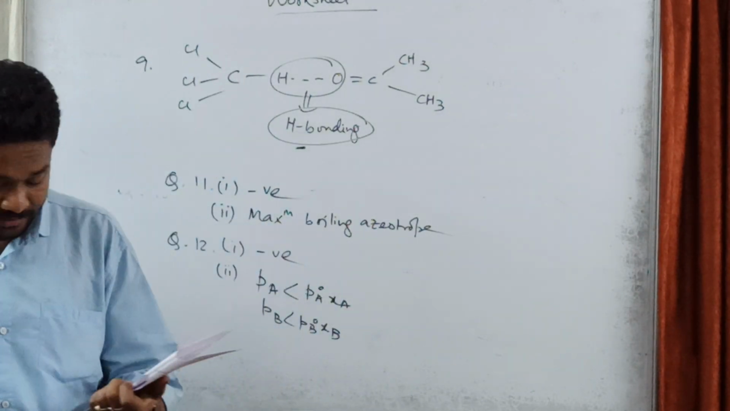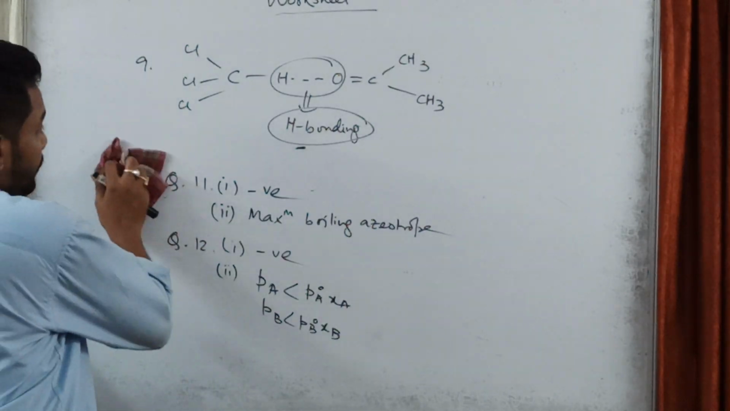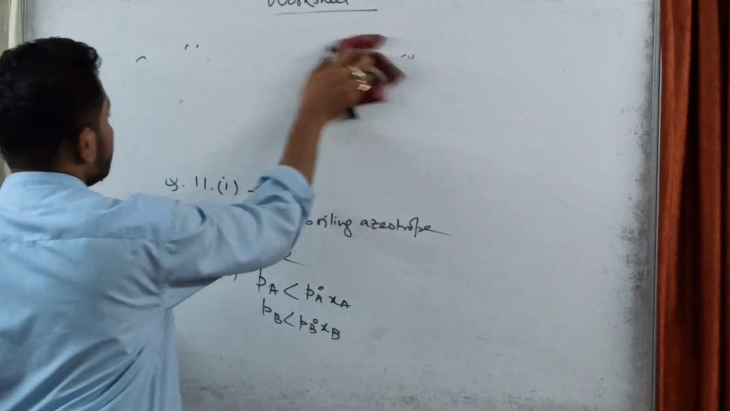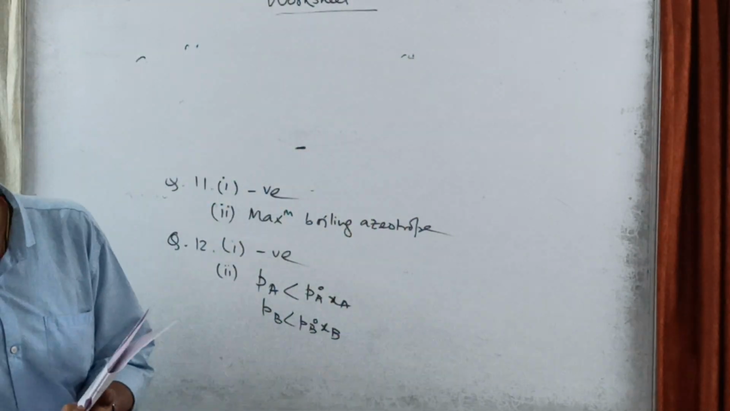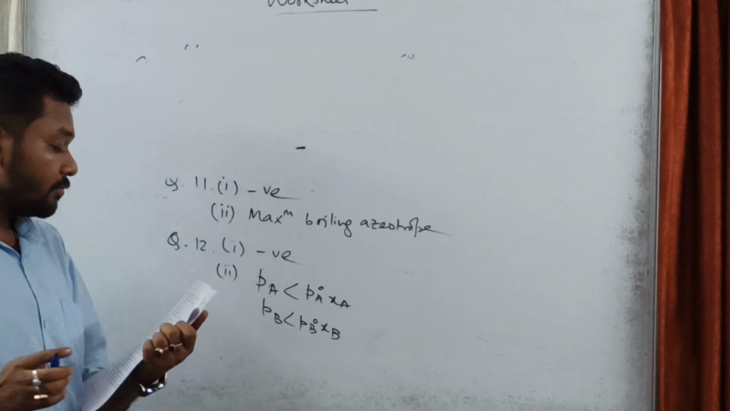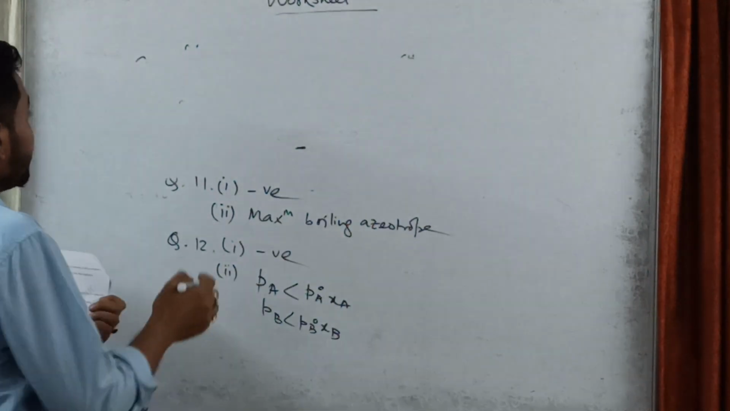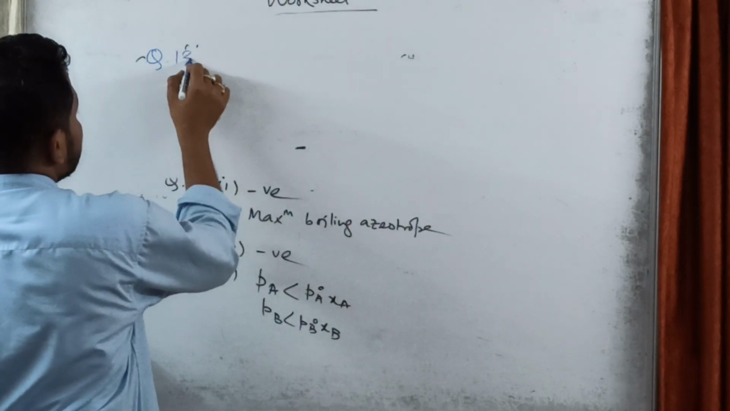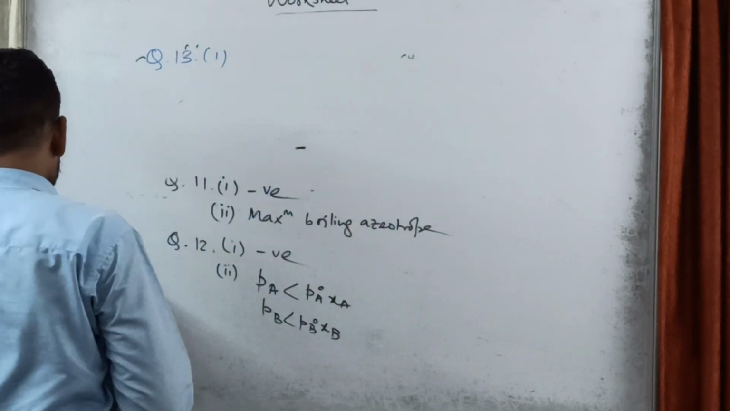Question number 13, page number 4, you can see. Question number 13. In non-ideal solution, what type of deviation shows the formation of maximum boiling? See, a similar type of problem is asked. Maximum boiling azeotrope, they are saying.